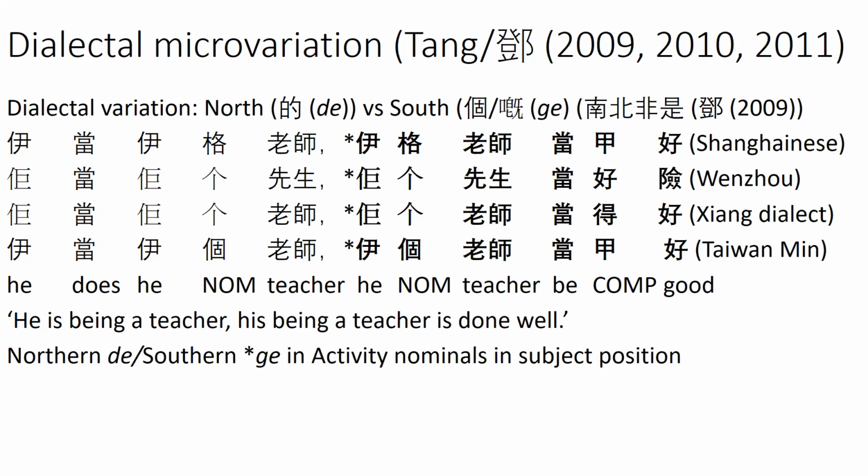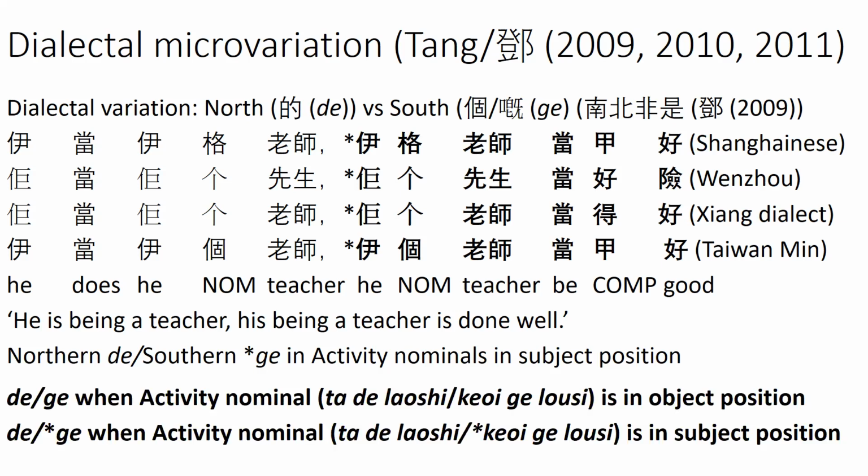So this does seem to be a general big picture between northern and southern dialects, where we can use the de, not the ge forms, as the head of activity nominals in subject position. Just to summarize, we can use both de and ge as the head of activity nominals in object position. In subject position, however, we can only use de, not ge forms like Cantonese ge. So this constitutes a very interesting micro variation between de and ge in these activity constructions.